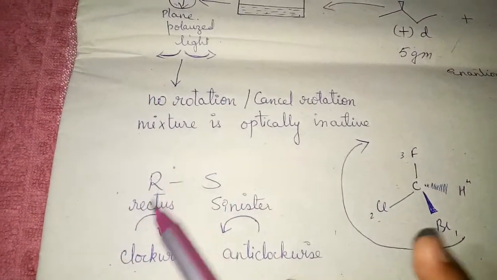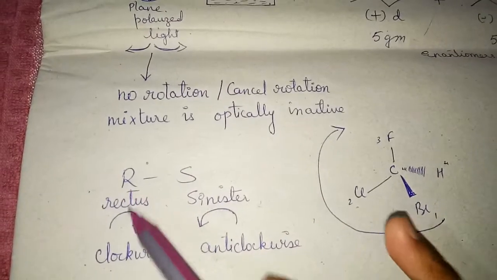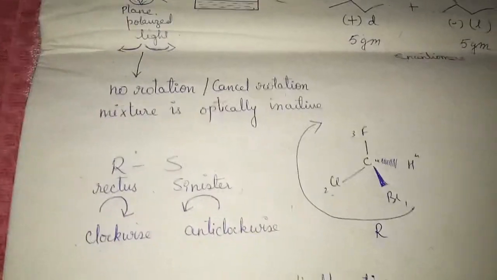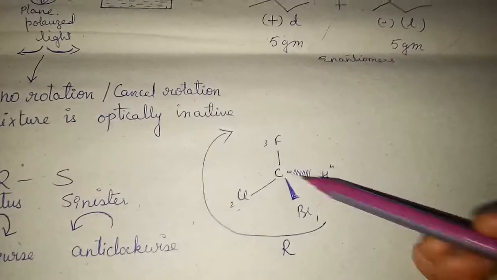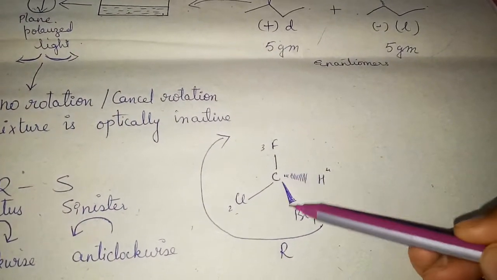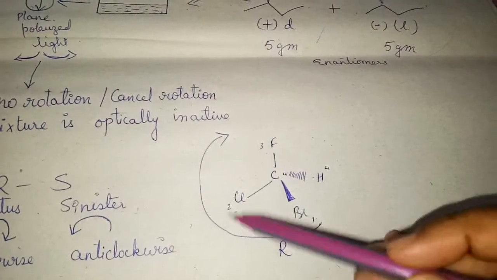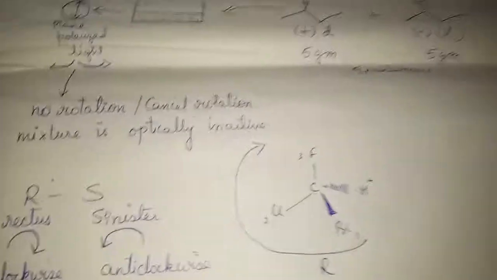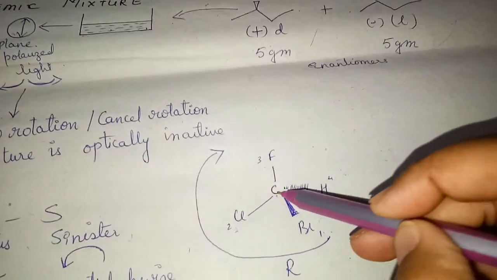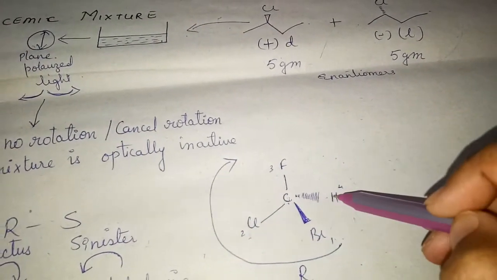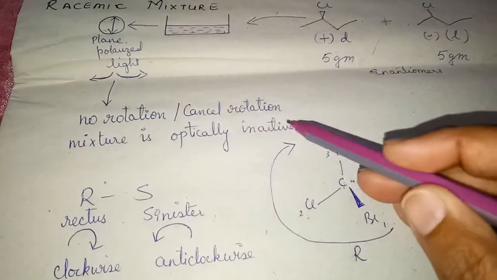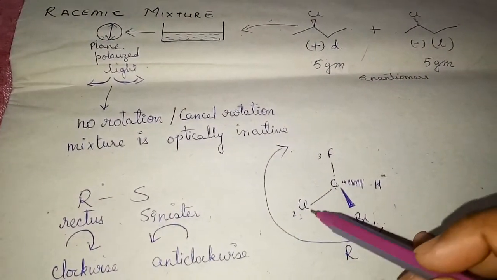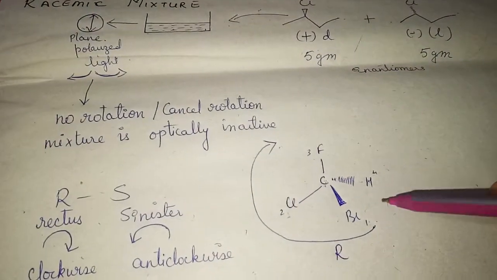R is rectus, S is sinister. Rectus means moving towards the right, or the clockwise direction. Sinister means the anti-clockwise direction. Understand this with the help of this molecule. See the wedge notation and this dash notation. There are 4 different atoms attached to the carbon. Imagine this as a swing: the carbon center is a swing, and there are 4 children sitting on it. If the swing moves this side, that means it is moving clockwise, then it is rectus. And if the swing moves towards the left side, it is known as sinister.